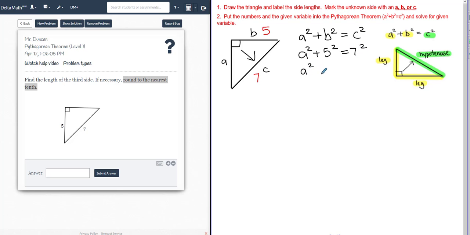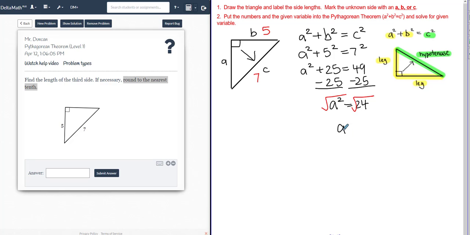squared is equal to 7 squared. So that's going to simplify to A squared. 5 squared is 5 times 5, which simplifies to 25. 7 squared is 7 times 7, which is 49. And then we'll subtract 25 from each side. So I have A squared is equal to, that's going to give us 24. And then at this point, we will get rid of the square by square rooting the left and right side.